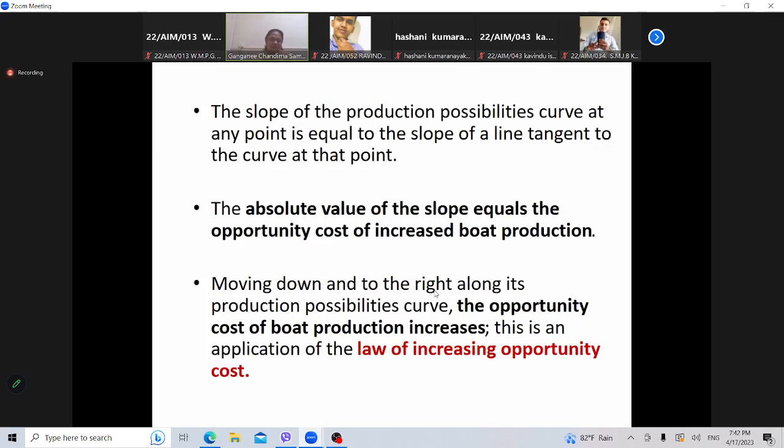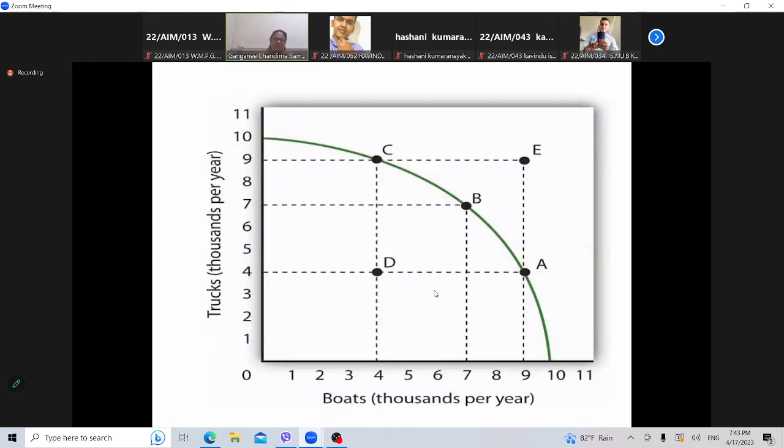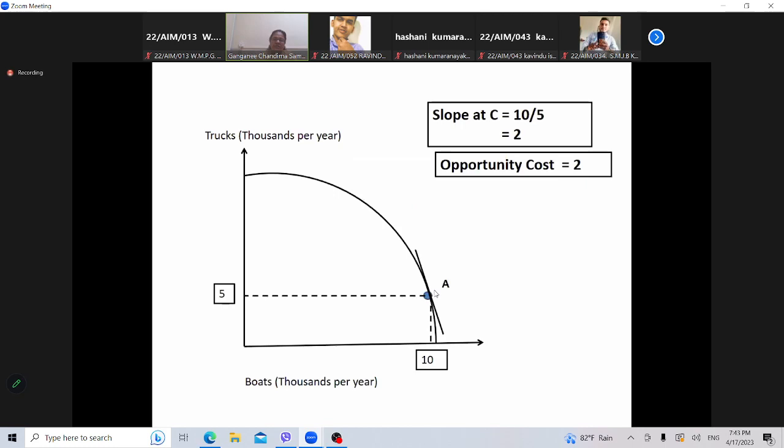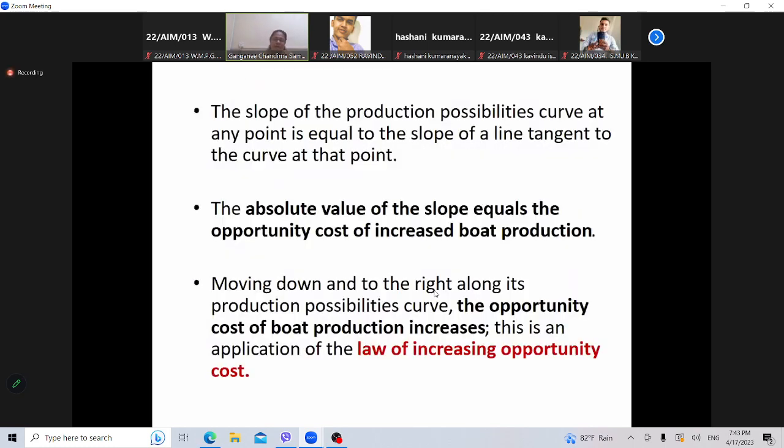So this is the application of the law of increasing opportunity cost. If somebody asks what is the law of increasing opportunity cost, you can just draw this type of production possibility curve and calculate the opportunity cost at points C, B, and A. Then you can write that gradually the opportunity cost is increasing. So it is called the law of increasing opportunity cost. Hope you got a slight idea on this, isn't it?